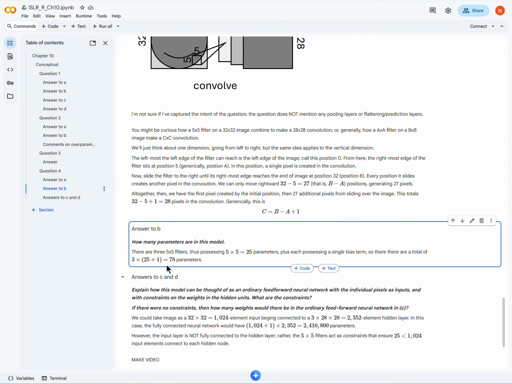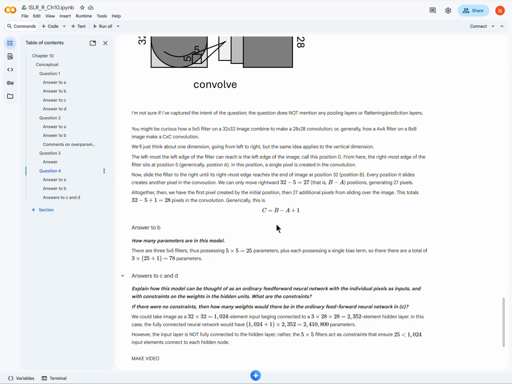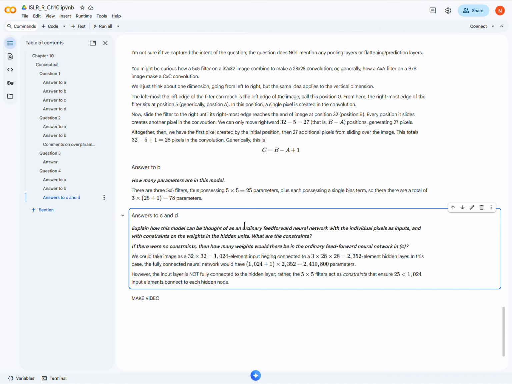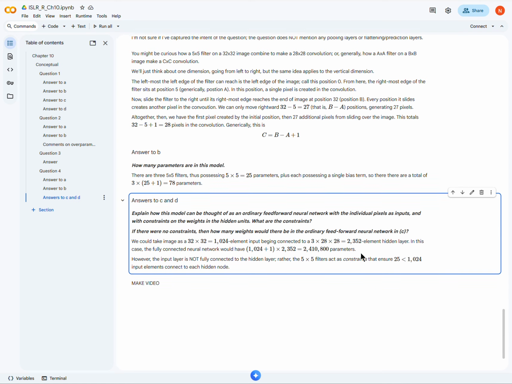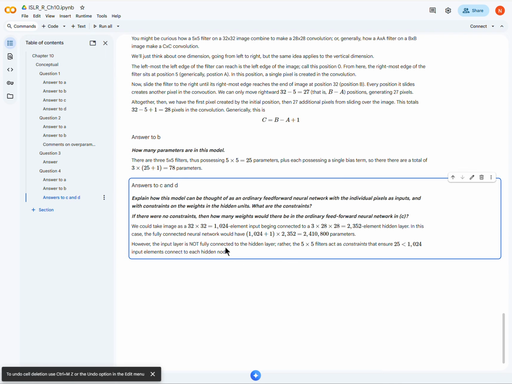And then there are 2 more parts here, C and D, and I just answer them together because they kind of fit together. But here's the question. We're supposed to explain how the model can be thought of as an ordinary feed-forward neural network with individual pixels as inputs, but with constraints on the weights in the hidden units. And then what would the constraints be? And if there were no constraints, then how many weights would there be in an ordinary feed-forward model?